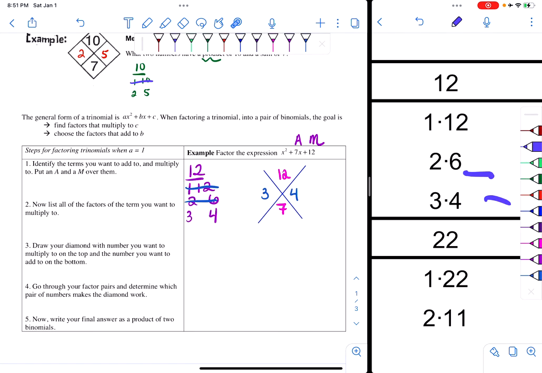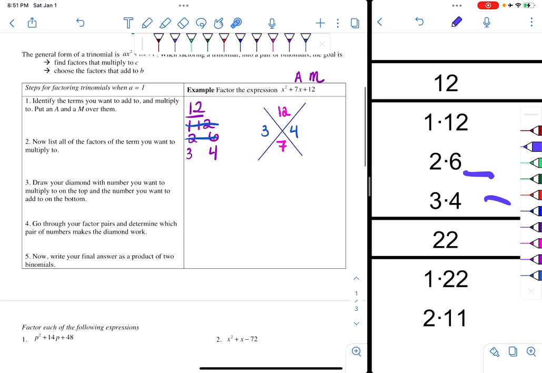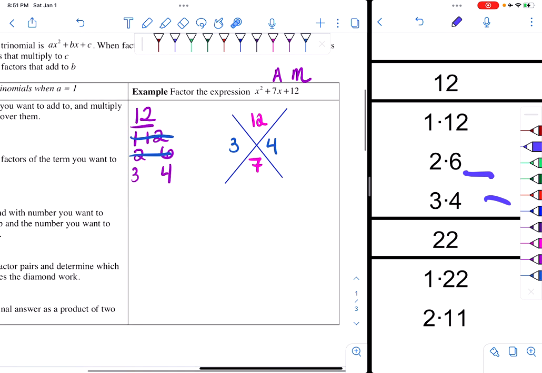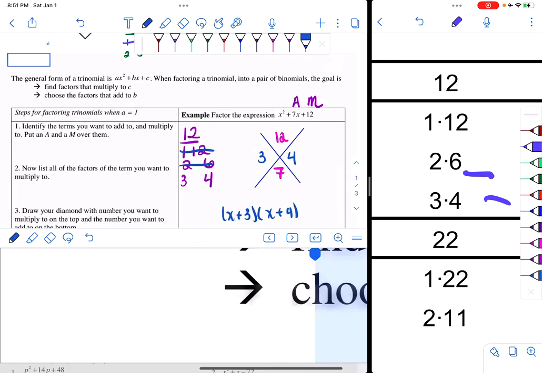That's your factor pair. Now we're going to write our final answer as a product of two binomials. If we look, they're both positive numbers. So we're starting with x's. We're just going to write this as x plus 3, x plus 4. And that's our final answer.